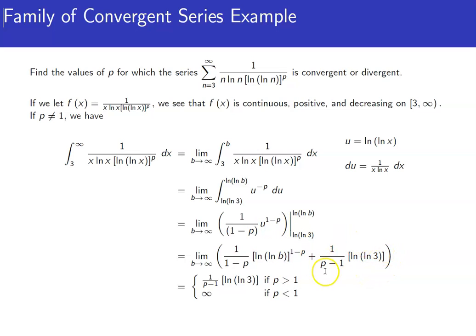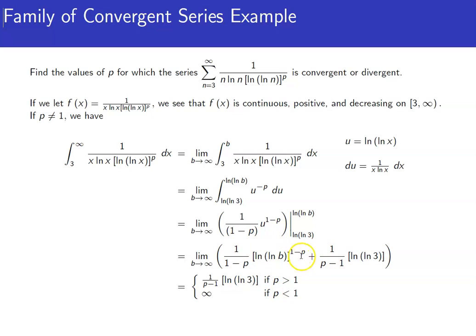Now here, the second piece, notice I've done minus this, but I just went ahead and distributed the minus 1 through the denominator to make it p minus 1. The second piece here is a number. As long as p is not 1, this is a number. So this isn't going to have any effect on whether or not the limit converges or diverges. We're really interested in the first piece.